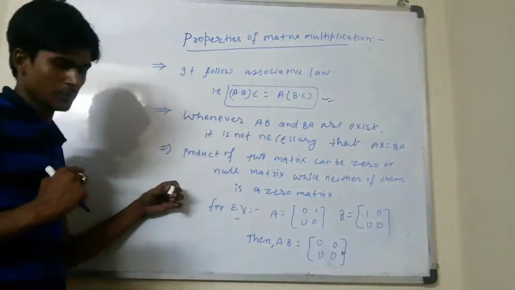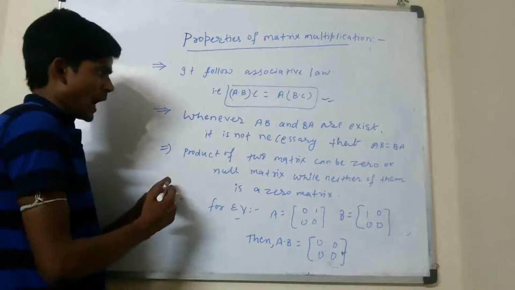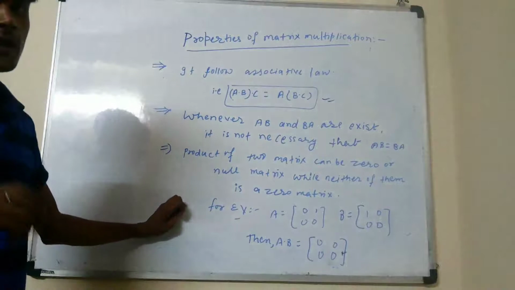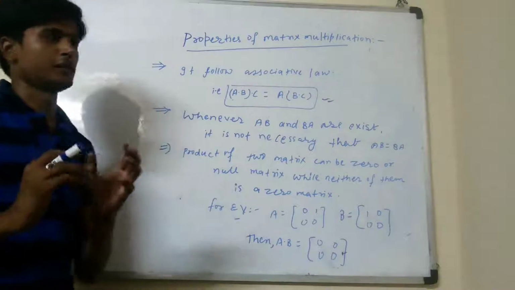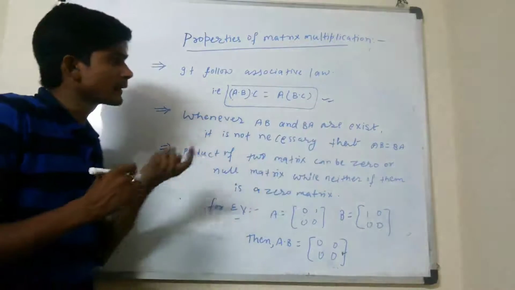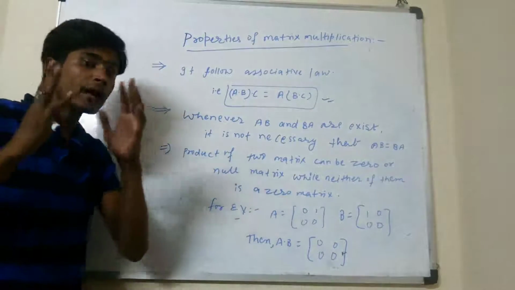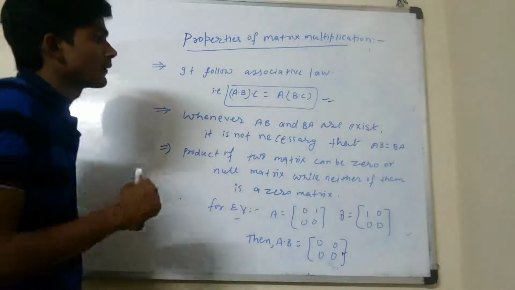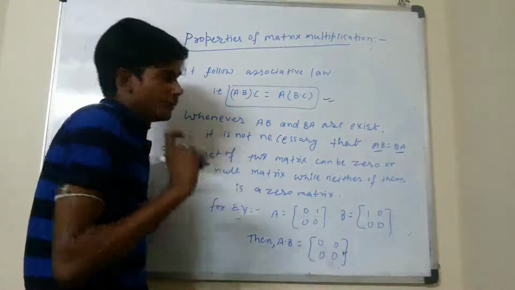Now the second most important property of matrix multiplication: whenever AB and BA exist, it is not a necessary condition that AB equals BA. It might be possible that A into B exists, but B into A does not exist. It can occur. We cannot say with 100% certainty that AB and BA are equal. This is not a necessary condition.